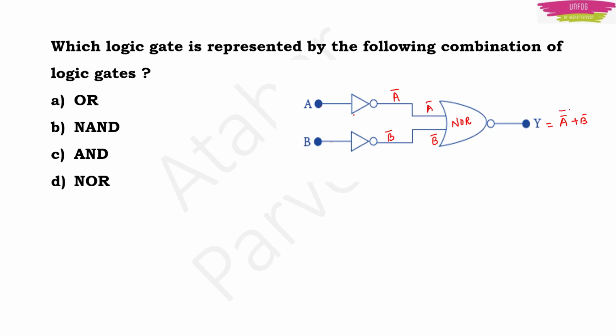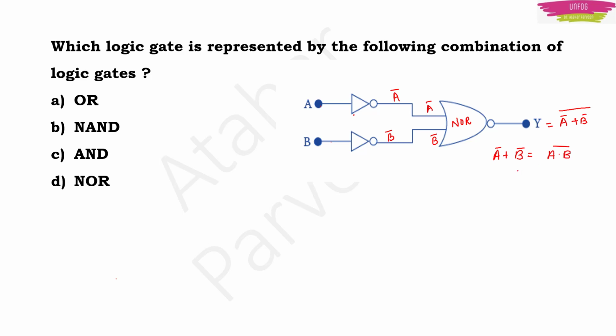Because NOR gate is also an inverter circuit for OR gate. It is a complement of OR gate. Now we have the output as (A complement plus B complement) whole complement. Remember De Morgan's theorem? It stated that A complement plus B complement is equal to (A dot B) complement.